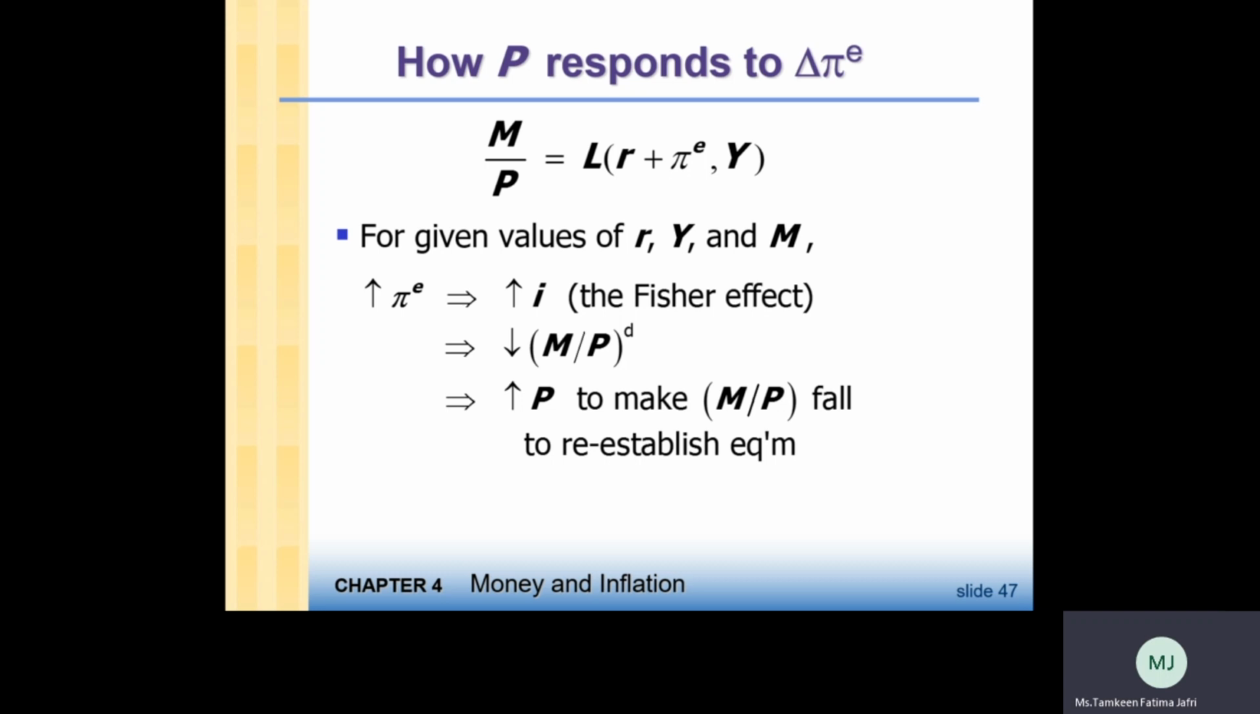So if expected inflation increases, you can see that real money demand is going to decrease. We established, if you remember, that if the nominal interest rate increases, real money demand is going to decrease. That is, the left-hand side of the equation is going to decrease. Now what should happen to restore equilibrium? You can see M is constant on the right-hand side. The central bank has not changed the money supply yet. So all the pressure falls on P to change, in order to ensure that the right-hand side of the equation is equal to the left-hand side. So P increases to make the real money supply fall to re-establish equilibrium.